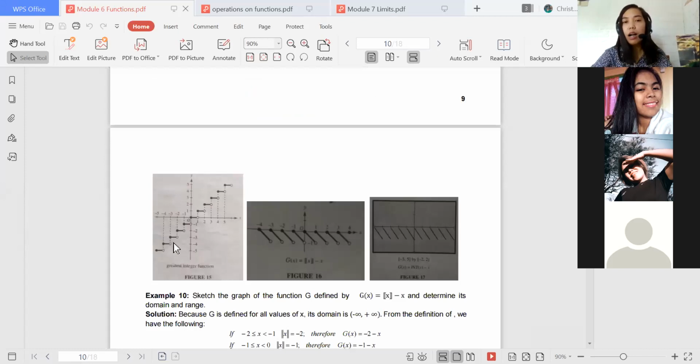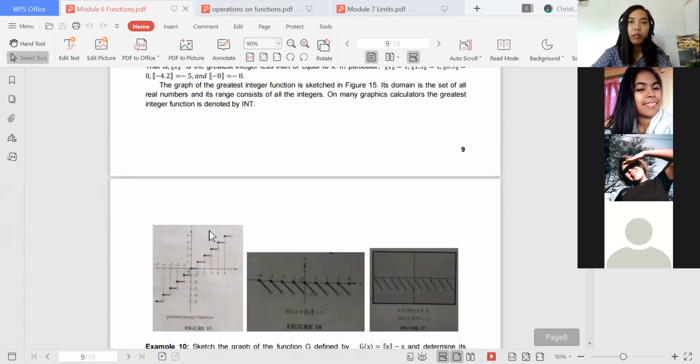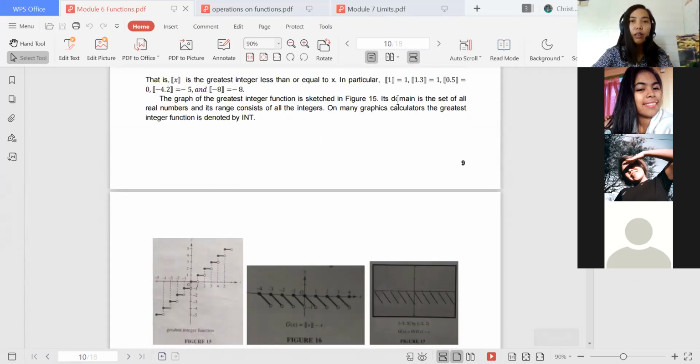Okay, para siyang hagdan. And then its domain is the set of all real numbers and its range consists of all the integers. Kasi laging ang sagot lang ng greatest integer function class, you can use for domain kahit ang sagot mo ay rational or irrational or any real number. So that's the domain for greatest integer.